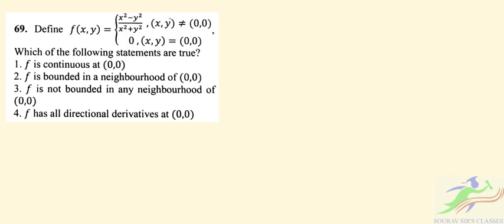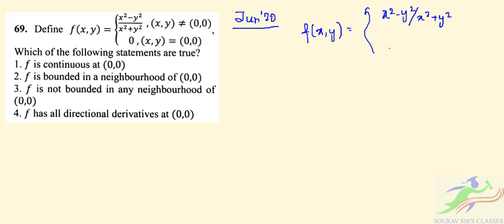So, question 69 from the June 2020 mathematical science paper. We have f(x,y) given by (x² − y²)/(x² + y²) when (x,y) is not equal to (0,0), and 0 when (x,y) is (0,0). We have to find which of the following statements are true.